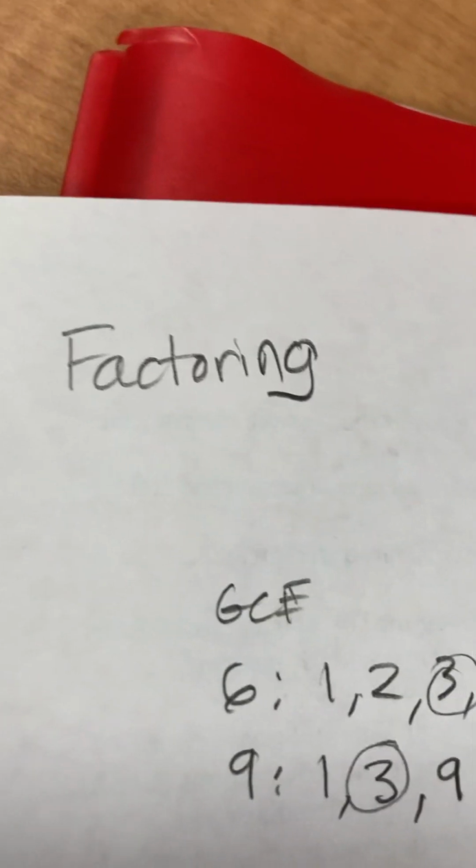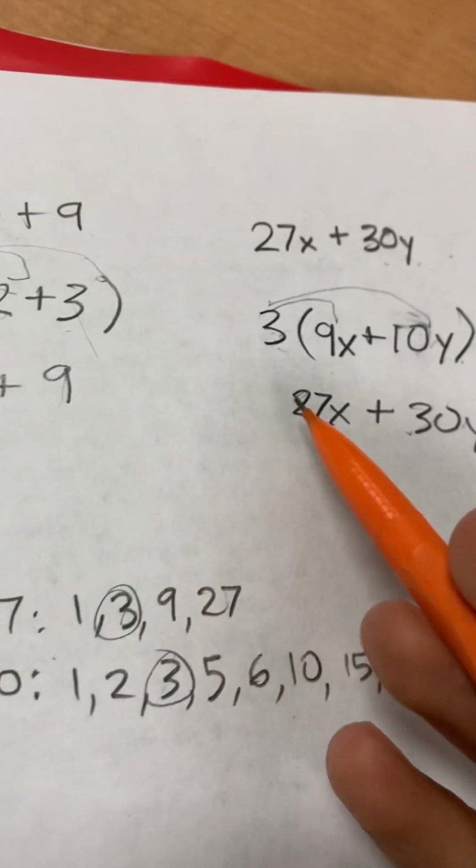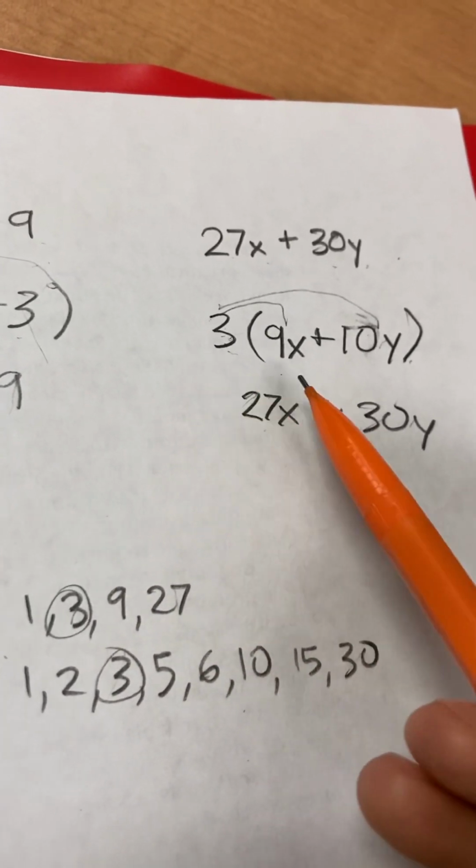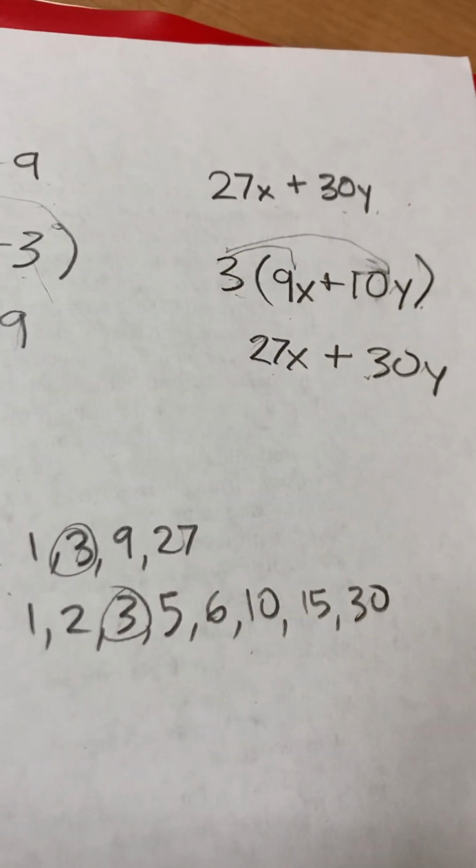So that's how you factor. You just find the GCF, bring it out of parentheses, and then find what numbers times the GCF would give you the number in the problem.